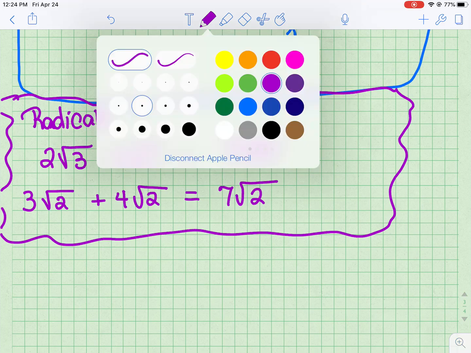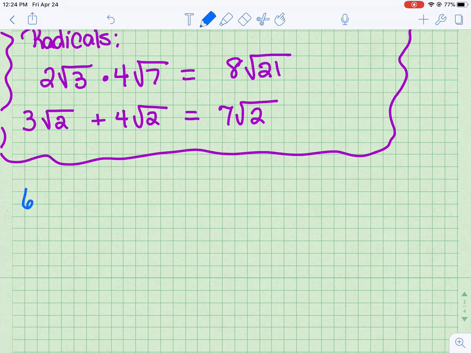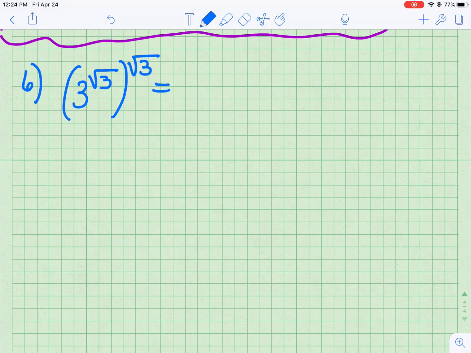All right, so you ready for number 6? Okay. Number 6 is 3 to the root 3 raised to the root 3. This is a power to a power, so we're going to multiply. And really what this gives you is 3 to the power of root 9, because inside times inside is 9. And then you ask yourself, well, what's the square root of 9? Can that be simplified?